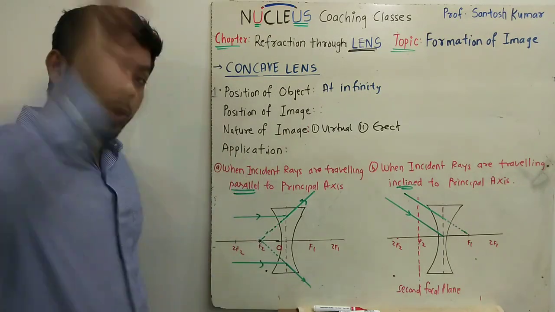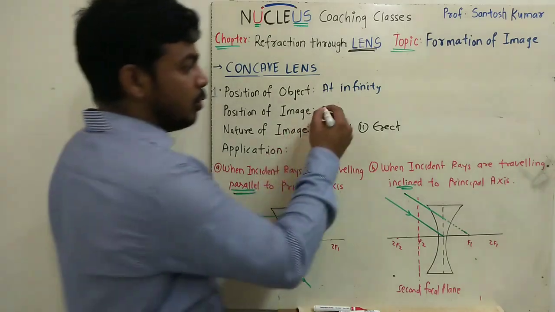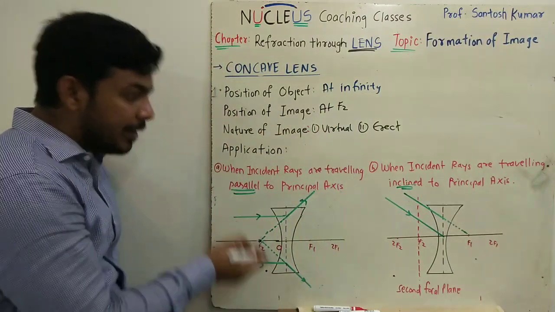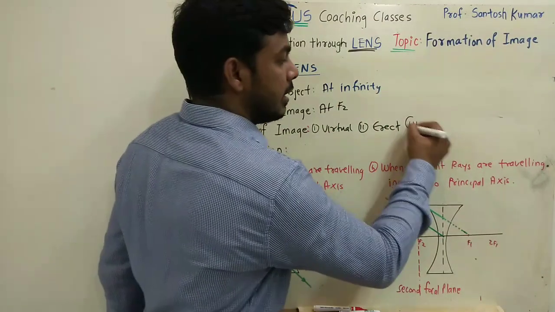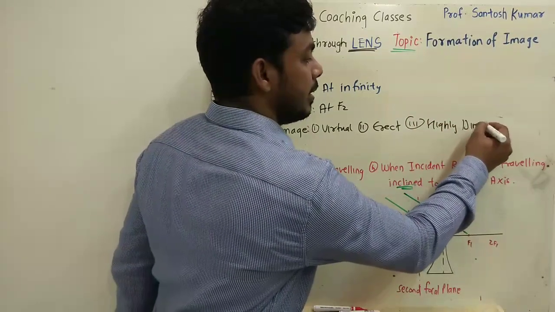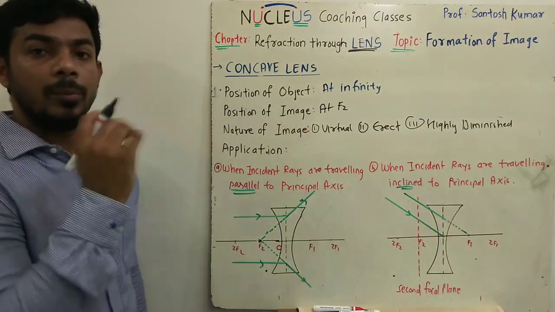In this case, with the object kept at infinity, an image is formed at F2. You can see the image is formed at F2 and the image is a point image. So you can say it is highly diminished, or you can write it as diminished to a point.